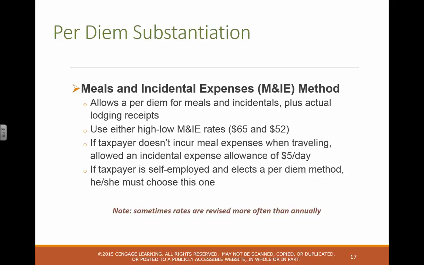Do you get all of that? No, 50%. Anytime I give you a meals number, whether it's per diem or actual meals, you always have to multiply by 50%. Make sense? If you're self-employed and you elect a per diem method, this is the one the IRS mandates that you take.